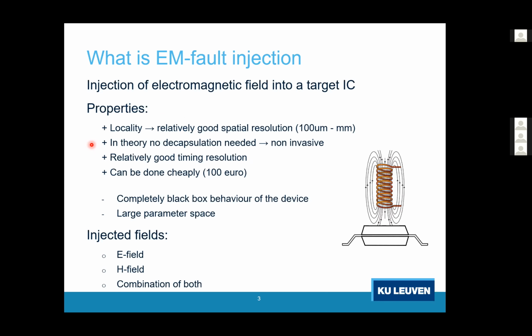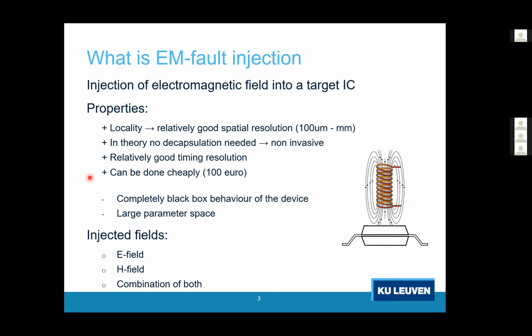You can have good timing resolution. If you want, you can target a single clock cycle, provided that your target isn't running over, let's say, 200 megahertz. And it can be done cheaply. For €100 or a little bit more, you can build yourself a decent EM fault injection setup.